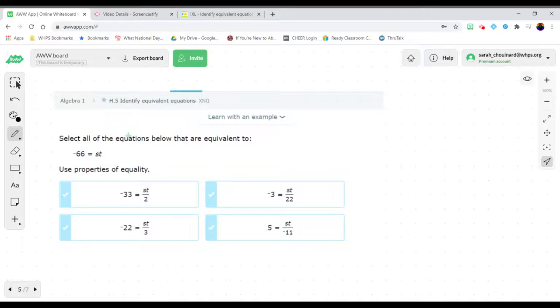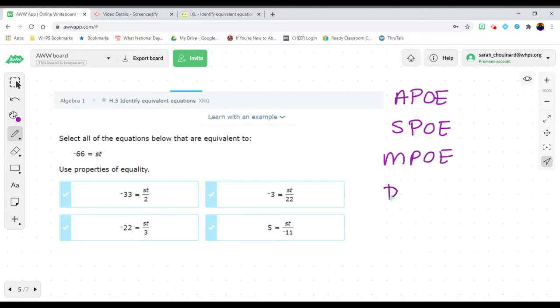All right, so this video is going over how to identify equivalent equations. In doing this, we are going to be using our 4 properties of equality: our APO, our SPO, our MPO, and our DPO. Essentially, we are looking to see, from the original problem, did they add the same thing to both sides? Did they subtract the same thing from both sides? Did they multiply or divide by the same thing on both sides? If they didn't, then it's not going to be considered an equivalent equation.